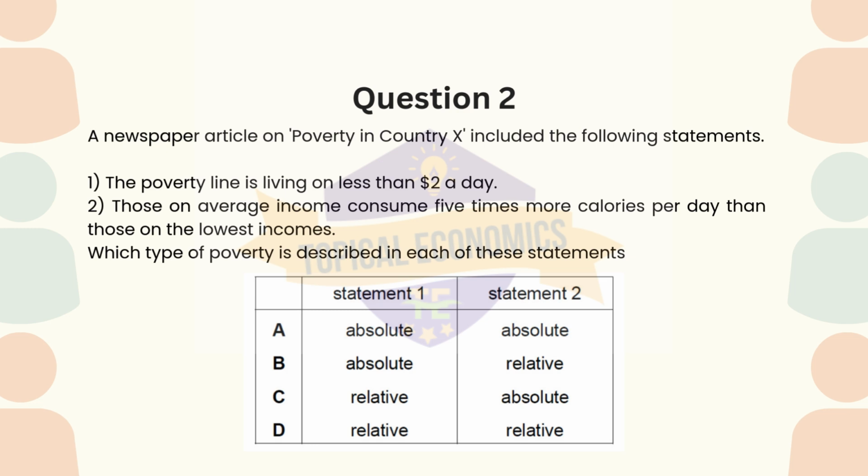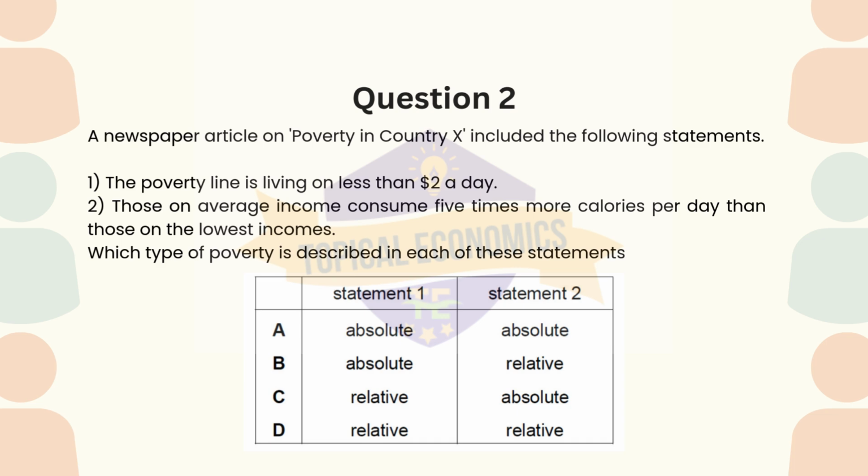Statement 2 highlights relative poverty as it compares the consumption levels of different income groups, illustrating inequality in access to resources rather than basic deprivation. So again, this is also correct. So this option looks correct. However, let us also see option C and D. Now option C, they have said relative and absolute. This misclassifies statement 1 as relative, ignoring the fixed nature of the poverty line defined in absolute terms. So this option is incorrect.